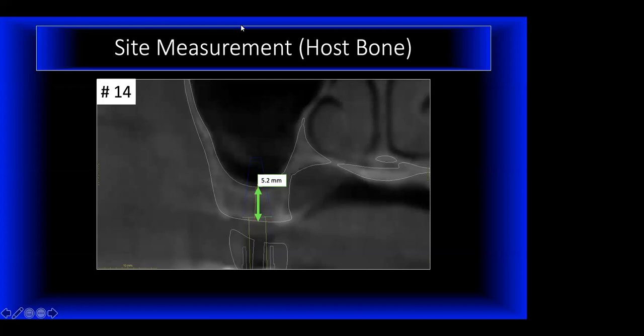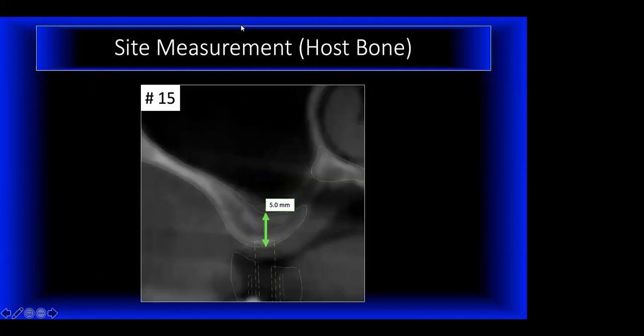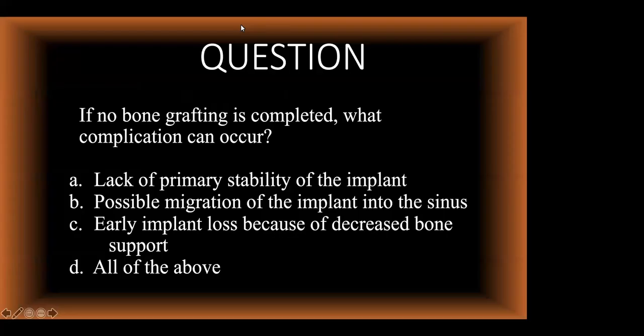If we look at number 14 site, we have 5.2 millimeters. That exceeds our 5 millimeter requirement. And then in number 15, we have 5 millimeters. So this is a case where we have enough bone to place the implant and the bone graft at the same time. So we'll get back to that in a second.